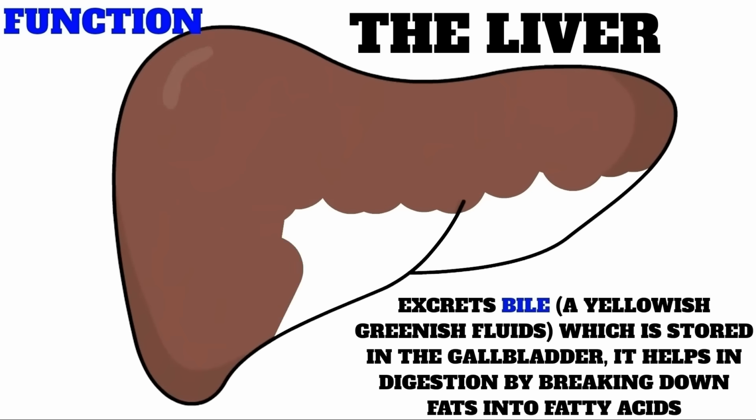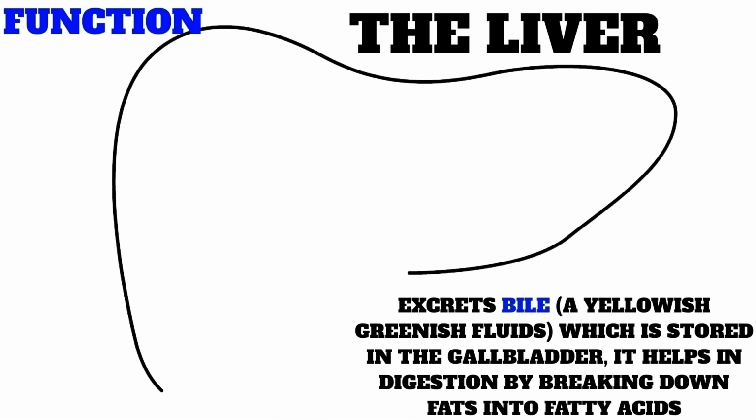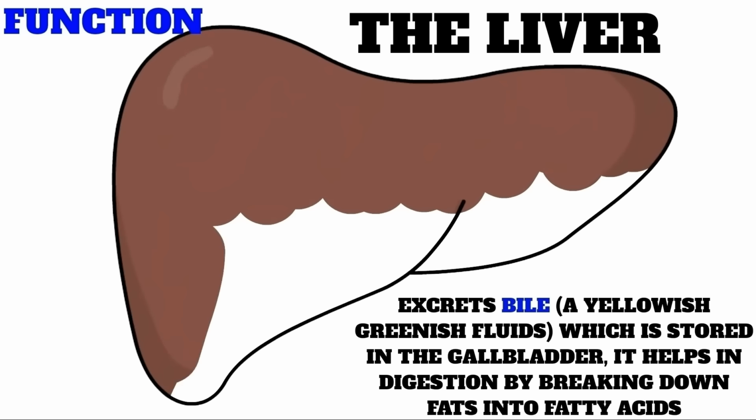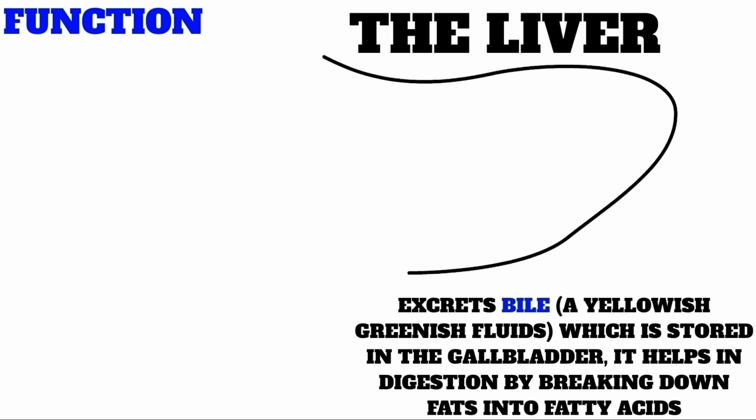The actual function of the liver is caused by a yellowish-greenish fluid which is stored in the gallbladder. It helps in digestion by breaking down fat into fatty acids.